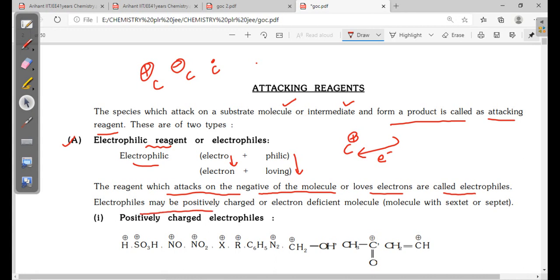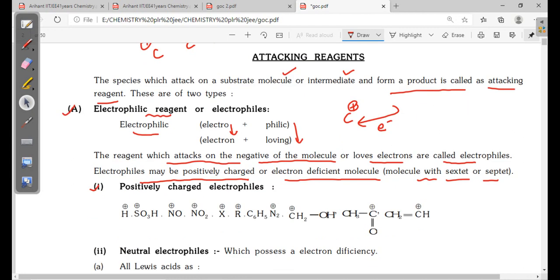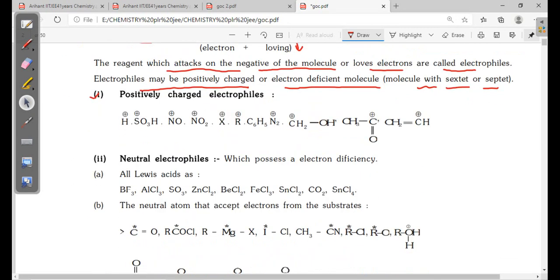Electrophiles may be positively charged or electron deficient molecules. Electron deficient, how to know that? A molecule with a sextet or septet, which means having 6 or 7 electrons. Now the classification: positively charged electrophiles. All positively charged species are known as electrophiles. H plus, SO3 H plus, NO plus, NO2 plus, X plus, whatever, all of these are positive.